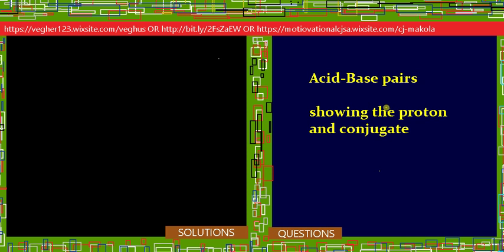show the conjugate acid. An acid is a proton donor, a giver of a proton, and the base is a proton acceptor. So we have pairs which show what builds up a base.